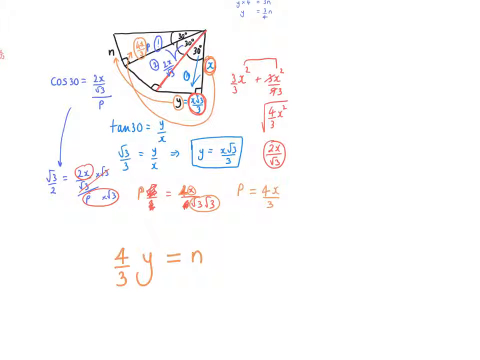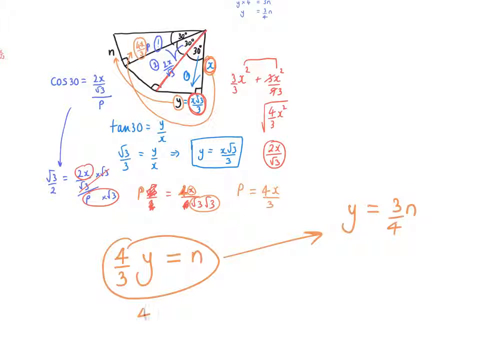And then don't forget the question said, can you prove that y is 3/4 n? Well, we can, because from here we can get to here, can't we? Because if we times both sides by 3 and then divide both sides by 4, we get the required result, y equals 3/4 of n, or 3n over 4. There are plenty of other ways of doing that question. Maybe give it a try doing it a different way.